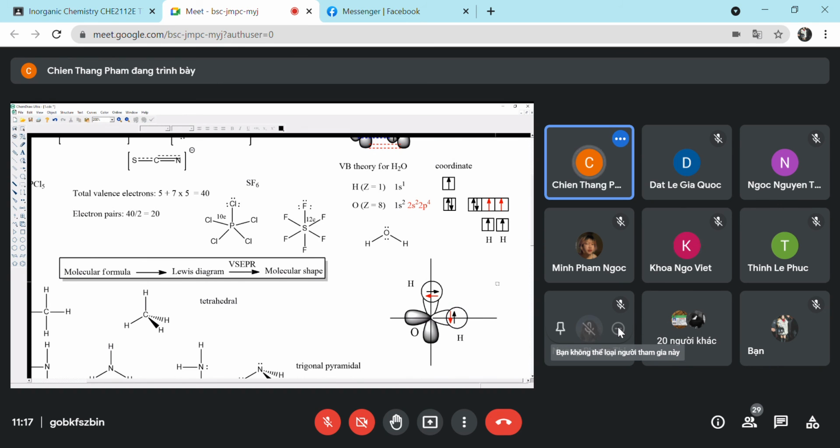Okay, good. And the problem here: what is the angle between the hydrogen and oxygen? Please determine the angle here, the angle HOH. What is the angle?